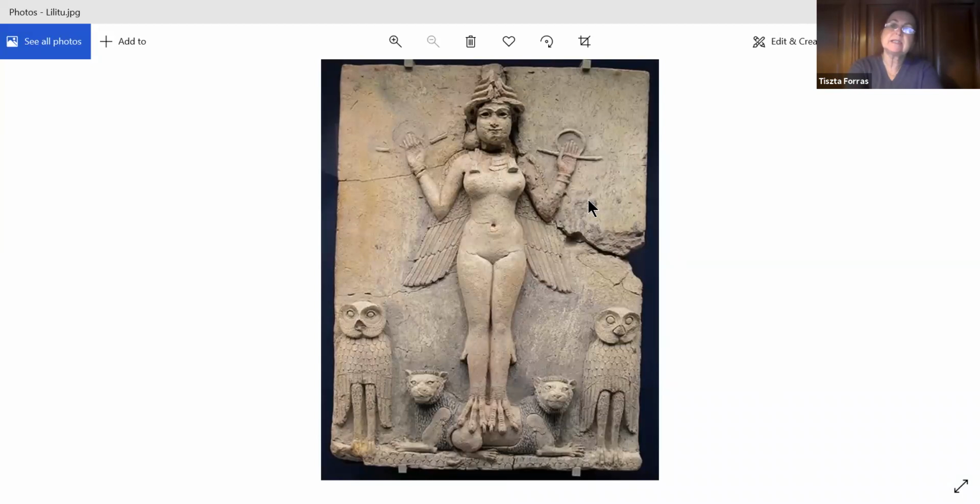But anyhow, this is Lilitu, or sometimes called Inanna, or sometimes called Ishtar. It is a feminine figure, a bird-like figure. I mean, it's a feminine torso, but the legs are definitely bird-like, and she has wings. And she is standing on lions, and there are 2 owls keeping her company. It's an ancient manifestation of the creator goddess, a form of the creator goddess.